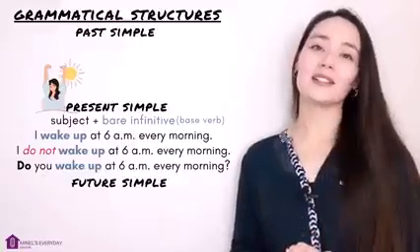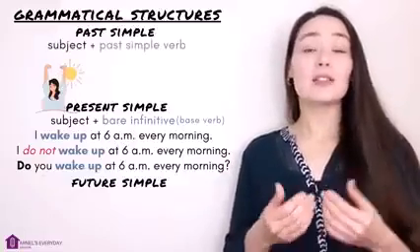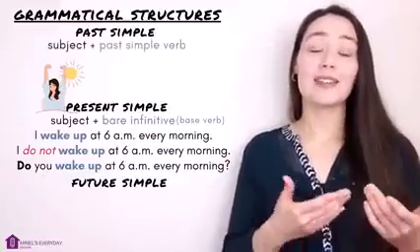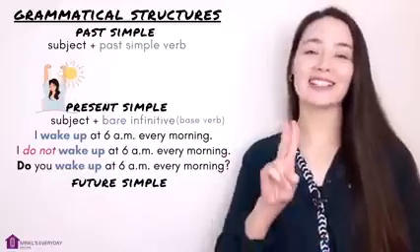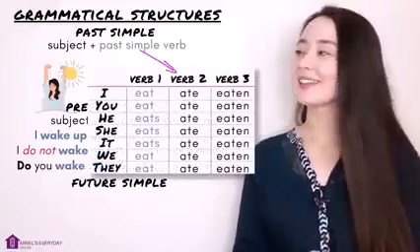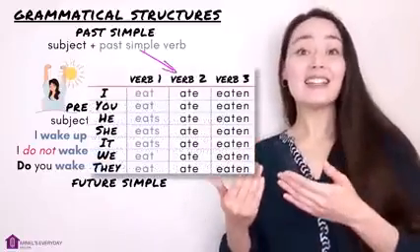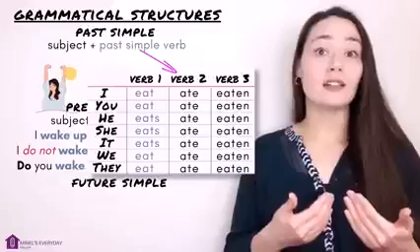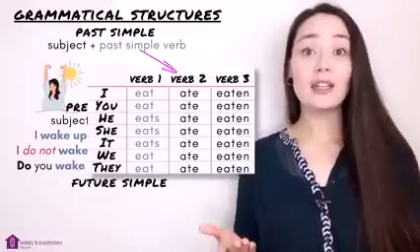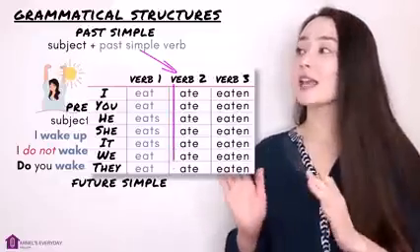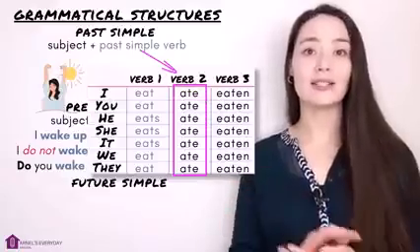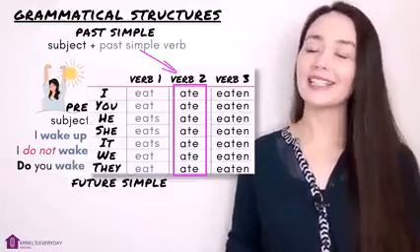Past simple. Subject plus the past simple verb. The past simple verb is verb number 2. Again, eat, ate, eaten. Verb number 2, ate. And you can see it's the same for all subjects. That makes the past simple easy.